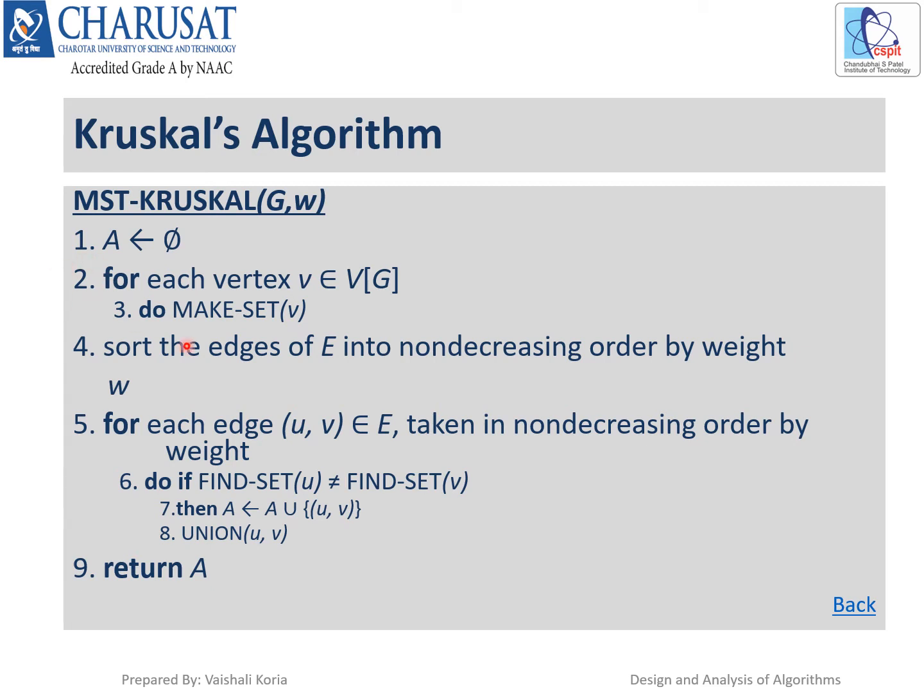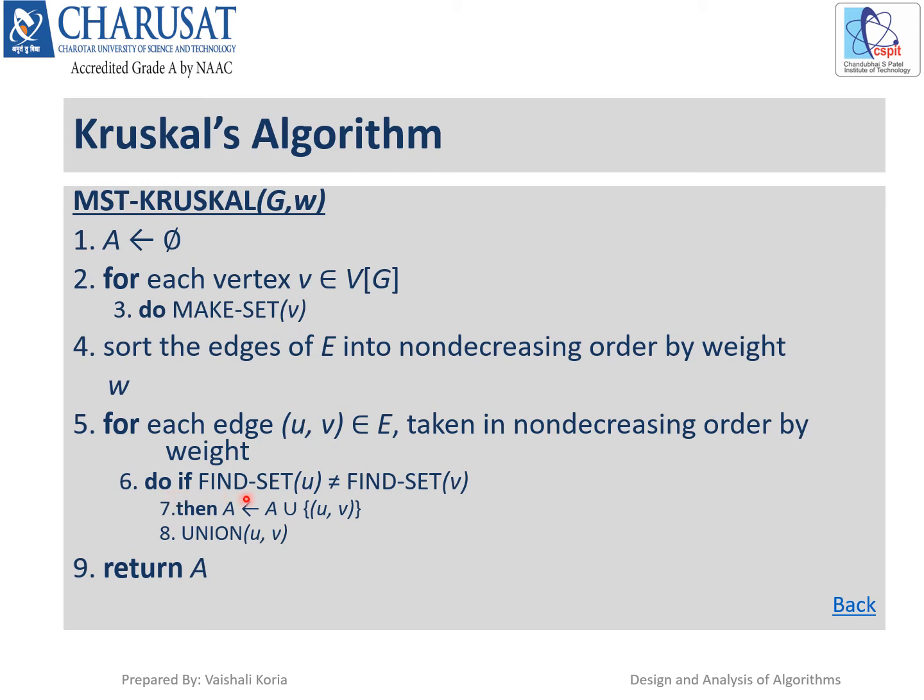Now in the next step, for each vertex V which belongs to the graph, we have to create a set for each vertex. So the second and third steps will create a set for each vertex of a graph G. Now in the fourth step, we have to sort the edges of E into non-decreasing order by weight W. So we have been given the weight array, and based on that we have to arrange all the edges in non-decreasing order.